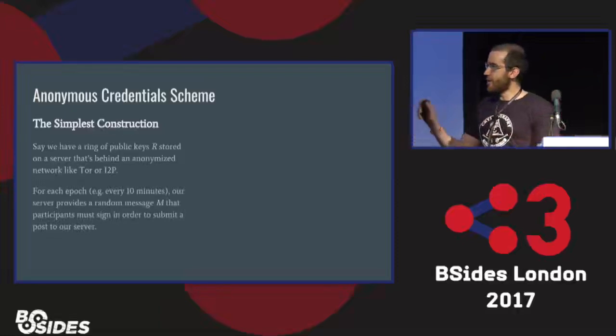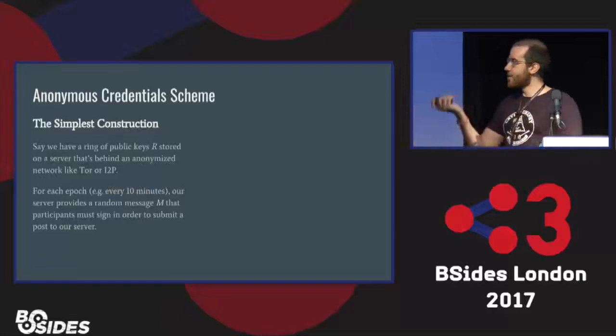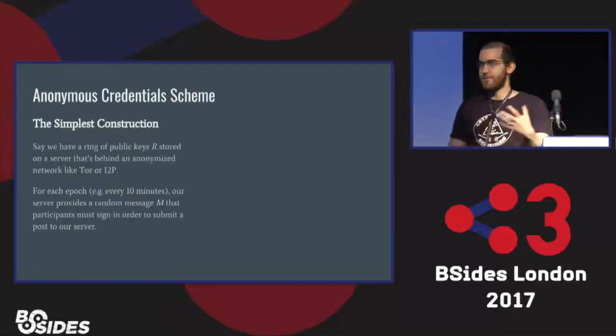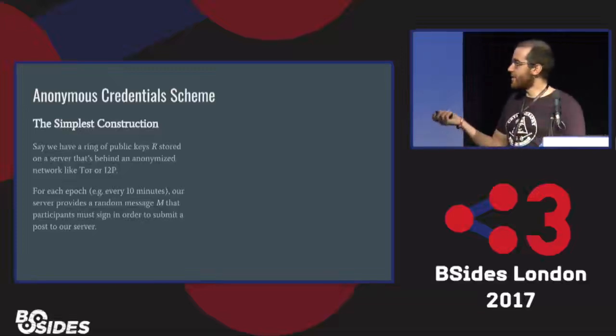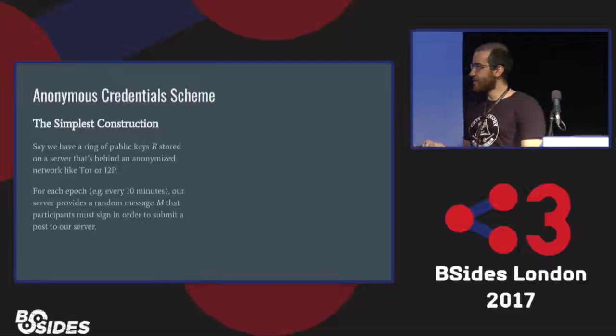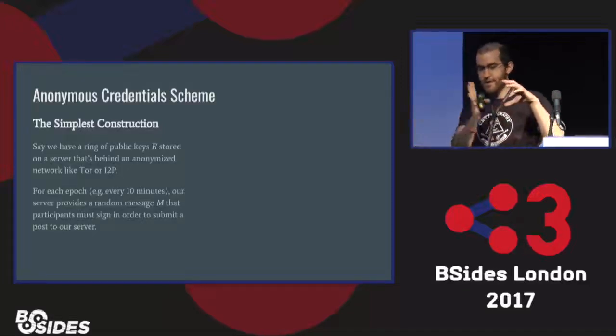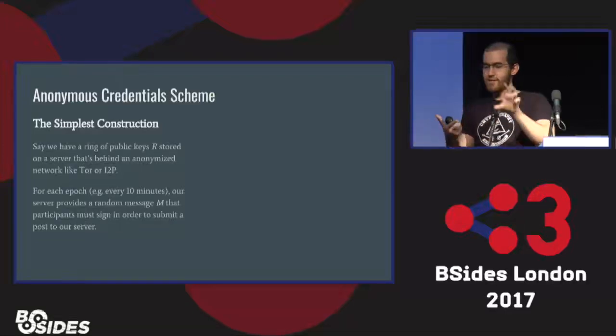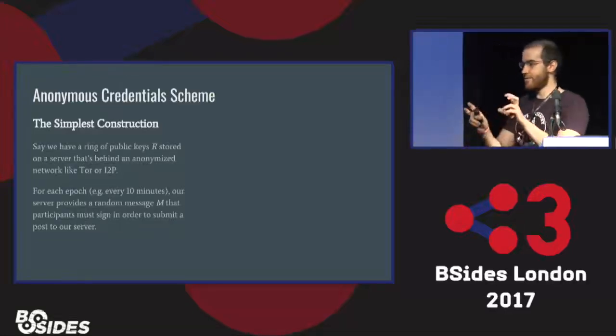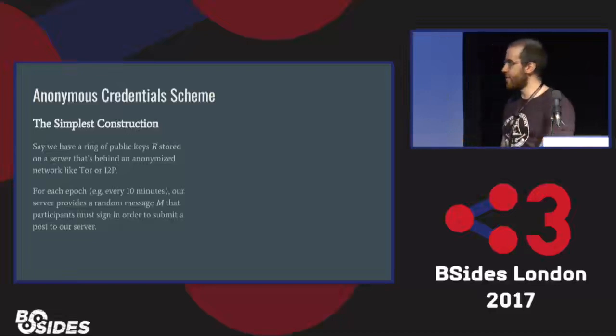So for each epoch, an epoch is a segment of time, say any 10-minute stretch, our server provides a random message M. So from 1 to 1:10 p.m., the message M is ABC. From 1:10 to 1:20 p.m., the message is XYZ, whatever. So it provides a message that participants must sign in order to submit a post to the server. They take the message, they sign it, and they attach their post alongside it. So it's like, look, this post is allowed to be submitted because they can generate a signature for this epoch.